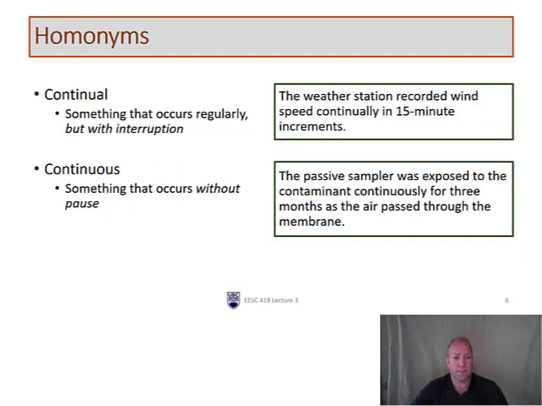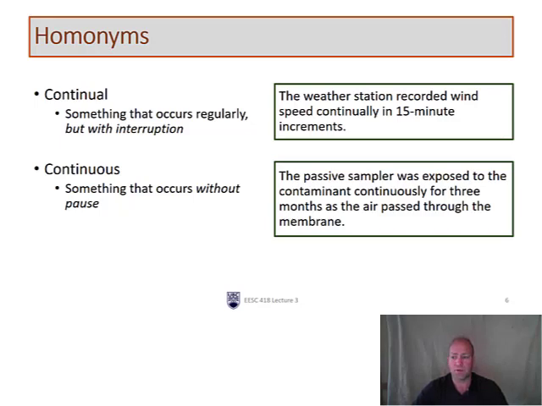Next one, continual versus continuous. These are very similar. The main difference here is that if something is continual, it has pauses or interruptions, whereas if something is continuous, it occurs without pause. So I've shown 2 fairly similar examples here. The weather station recorded wind speed continually in 15-minute increments. The passive sampler was exposed to the contaminant continuously for 3 months as the air passed through the membrane.